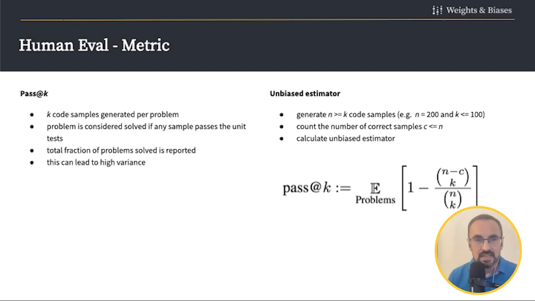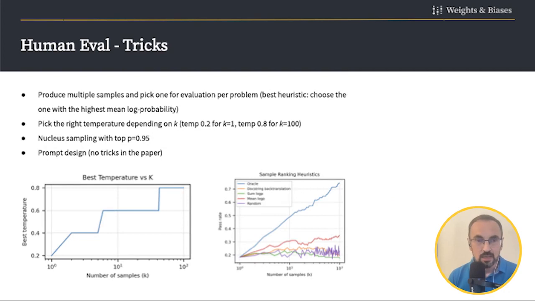There are some tricks that were involved in running HumanEval. For example, even if you are calculating pass@1, you may actually generate more samples. And the important thing is you pick one for evaluation before checking the score.